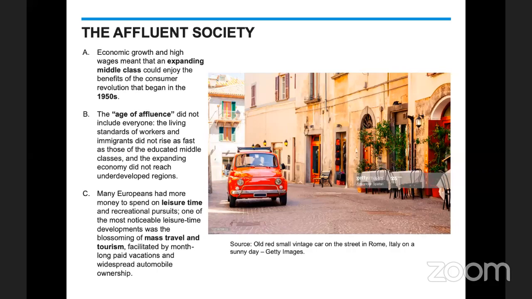So B, the age of affluence did not include everyone. The living standards of workers and immigrants did not rise as fast as those of the educated middle classes, and the expanded economy did not reach underdeveloped regions.